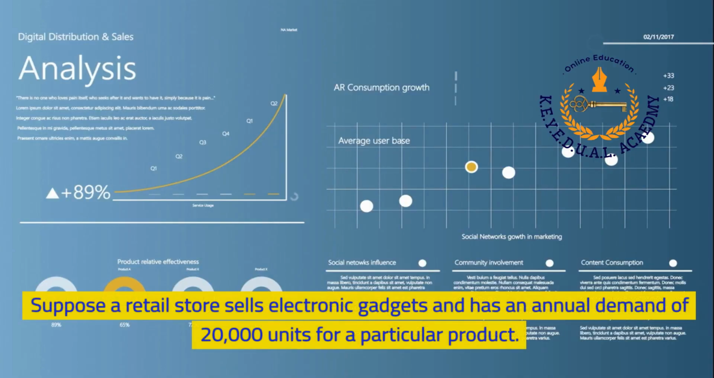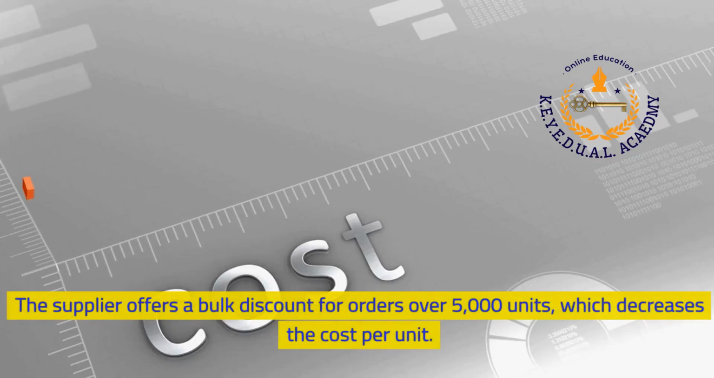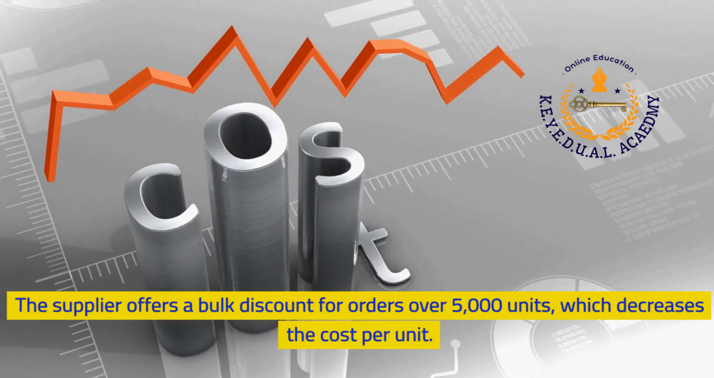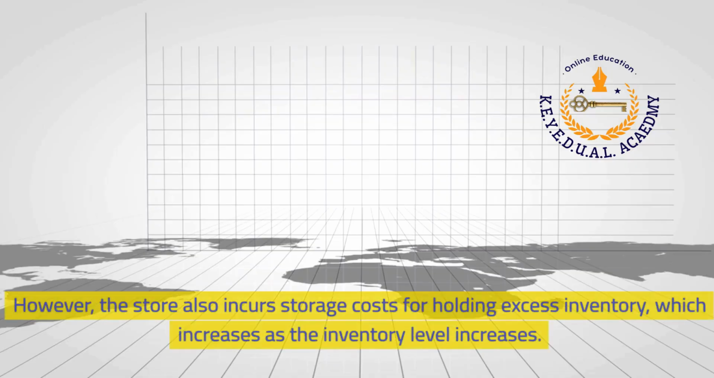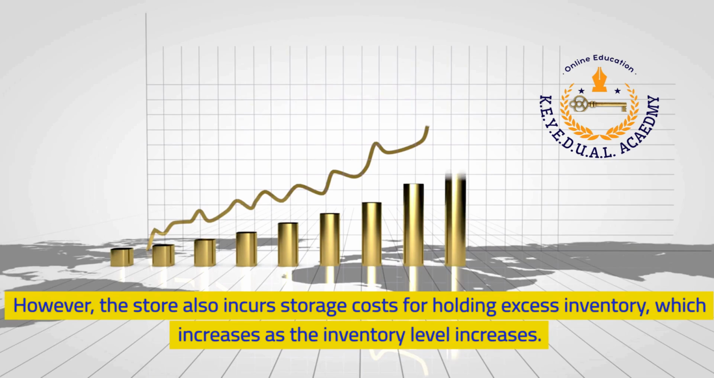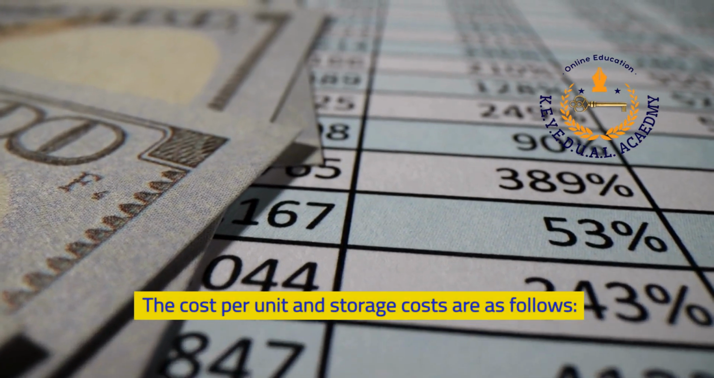Suppose a retail store sells electronic gadgets and has an annual demand of 20,000 units for a particular product. The supplier offers a bulk discount for orders over 5,000 units, which decreases the cost per unit. However, the store also incurs storage costs for holding excess inventory, which increases as the inventory level increases. The cost per unit and storage costs are as follows.